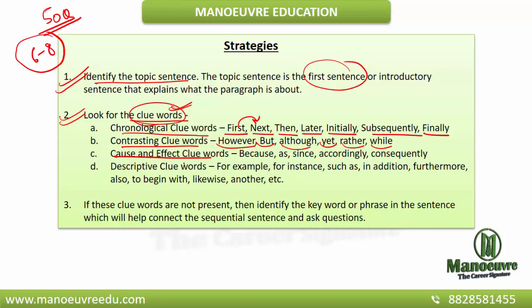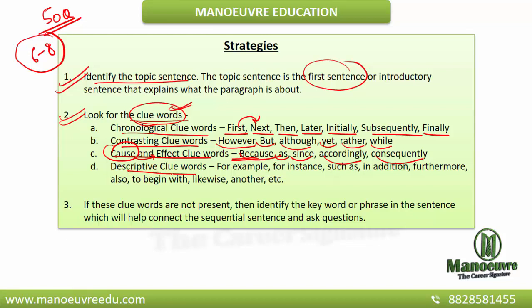The next thing that you can keep in your mind are the cause and effect clue words. Because, as, since, according to, consequently, so as to, right? There are many more. So these are the cause and effect words. This will help you identify the cause of a certain thing and the effect that it had. So these are the words that will help you immensely in your parajumble formations.